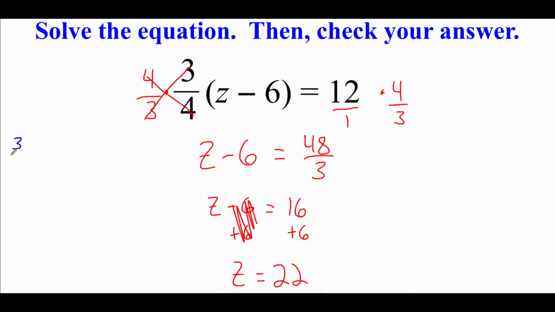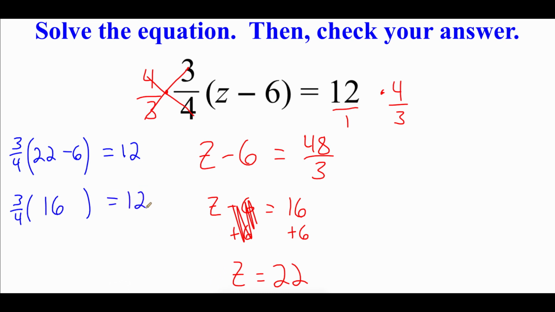So we've got 3/4 outside of the parentheses. My z value that I'm testing is 22. We have to subtract 6 from that, and we're hoping when we simplify this down, the answer we get is 12. Using the order of operations, we're supposed to start inside of the parentheses. So we're going to have 3/4 times, now 22 minus 6 is going to be 16, and we're hoping this is equal to 12.